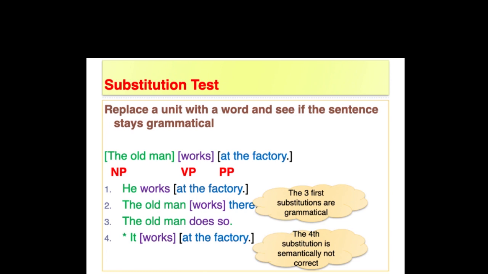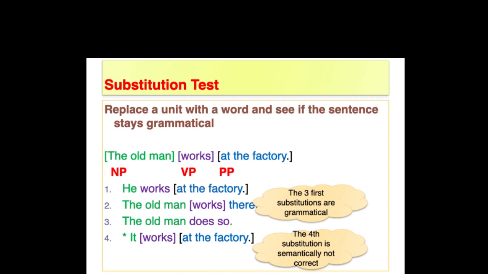And then see if the sentence stays correct. Now, we say he works at the factory. That's correct, which means that the old man, all these 3 words there, they formulate one unit, which means they are replaceable by only a pronoun here. Let's have another try with other constituents at the end.